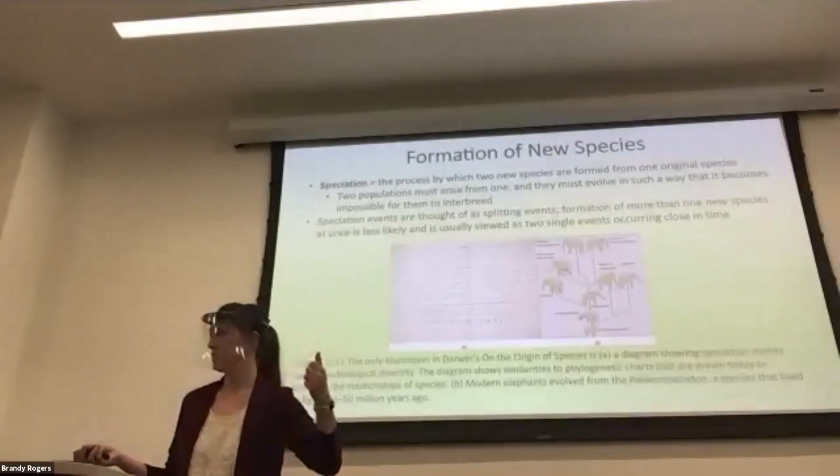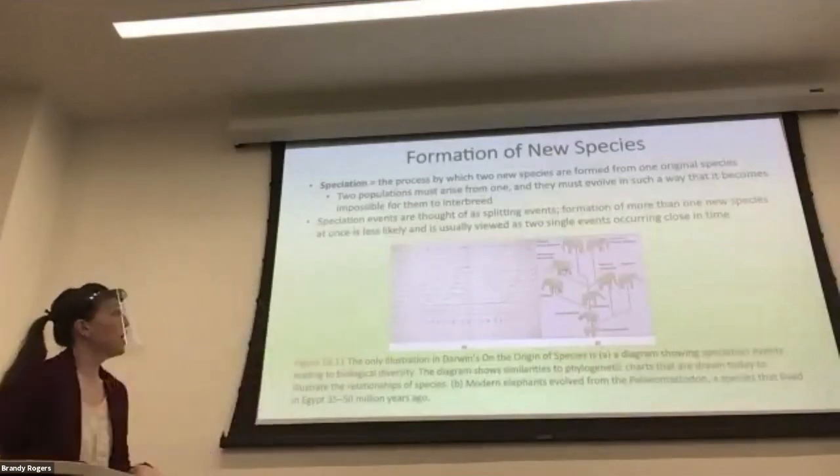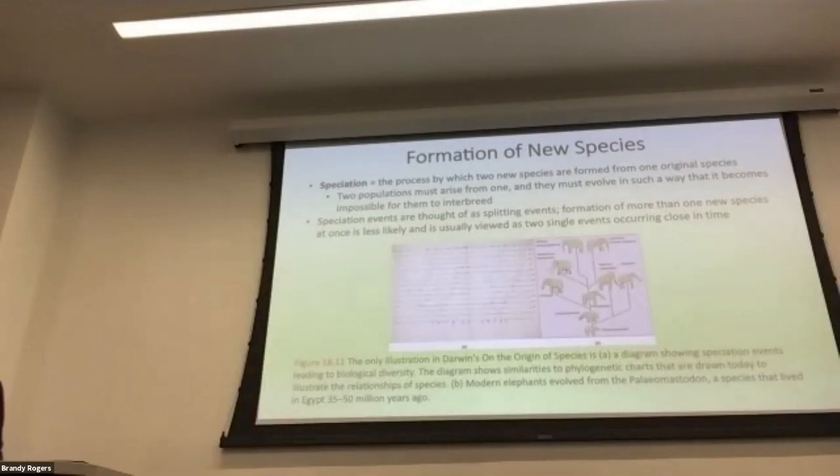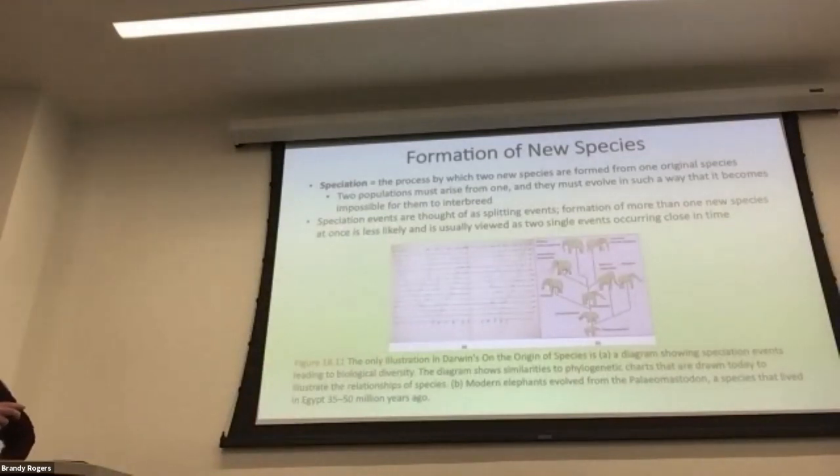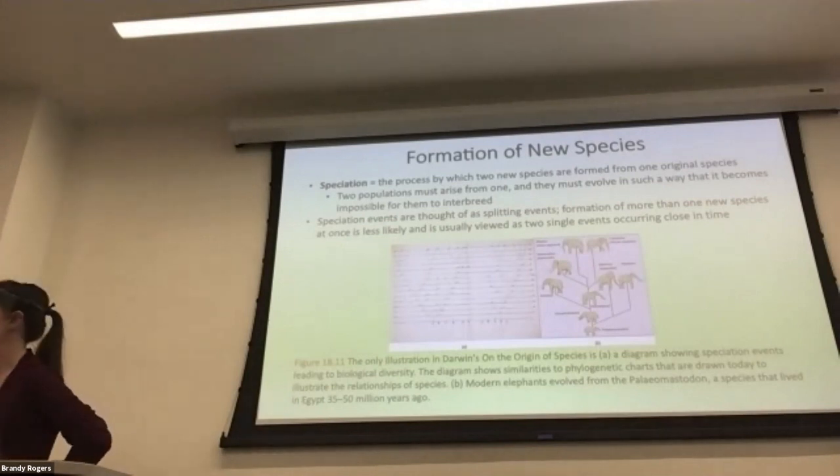So far, so good? All right, another important thing to keep in mind, same idea with the whole origin and splitting off of the tree thing. Speciation events are thought of as splitting events. So formation of more than one new species at the same time is not very likely, and is usually viewed as two single events occurring closely in time.